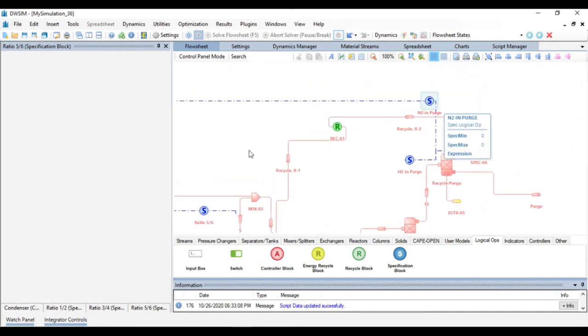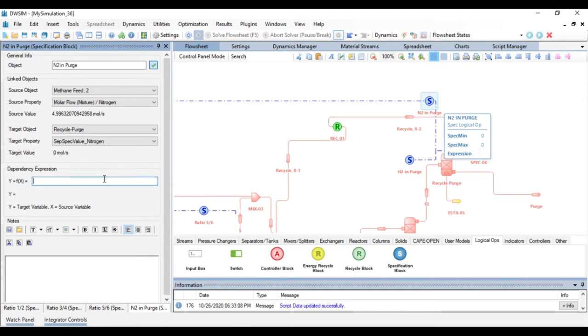Now, in the N2 purge, you want to remove completely the nitrogen in the system. So the amount of nitrogen in the methane feed, you want to have the same amount in the purge. So we have x only. Click enter. So in H2 in purge, I will input first the expression. So we have x divided by 0.05, then we'll deduct the x, then we'll multiply it by 3 divided by 3 plus 1.